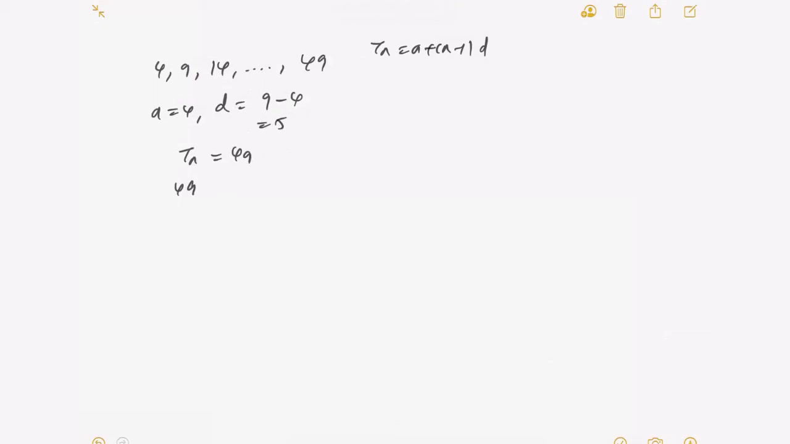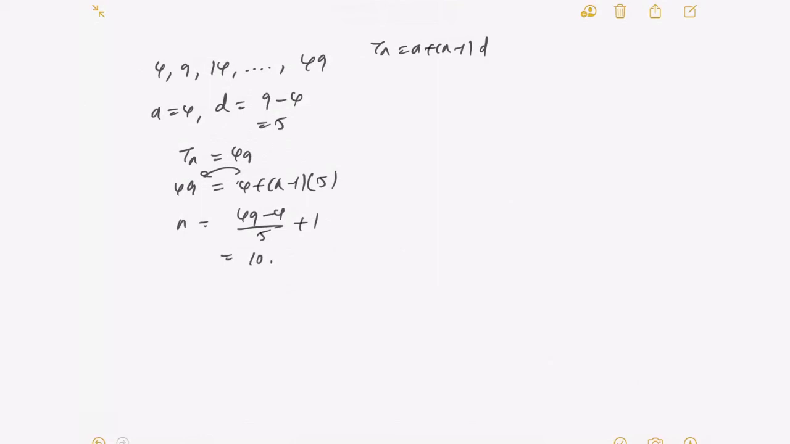So my nth term is 49. My a is 4, n minus 1. My d is 5. So to find n, I take 49 minus 4, divided by 5, plus 1. Yeah, I minus first, then divide by 5, plus 1. So it's 45 divided by 5, which is 9, 9 plus 1, and it's just 10.